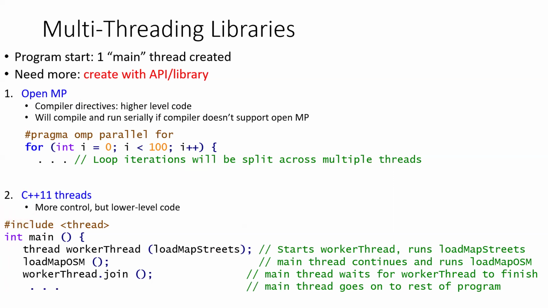I think some of you might already be doing this. You can use the thread library in C++ to load your street map database and your OSM database at the same time using multi-threading. This is just creating a thread, loading, and joining. So these are the two ways of programming using multi-threading.